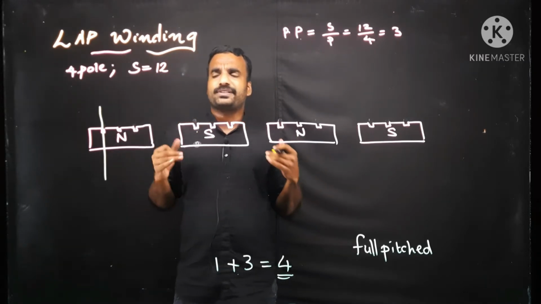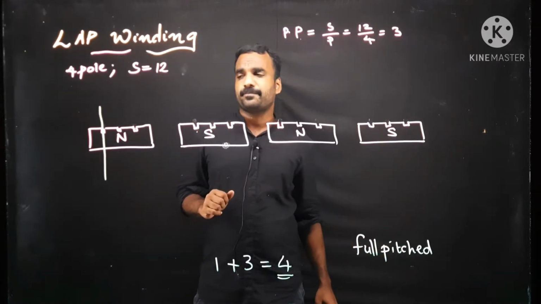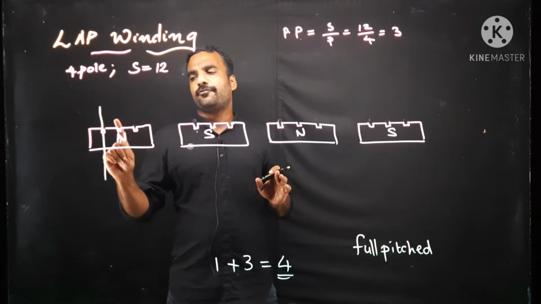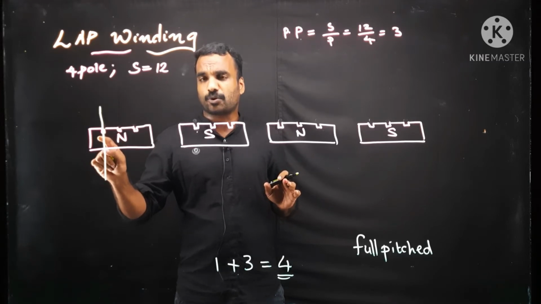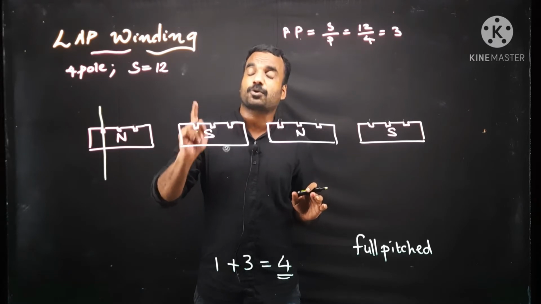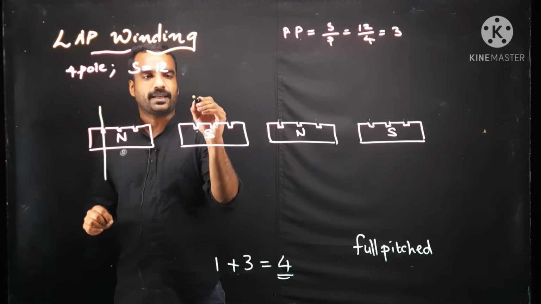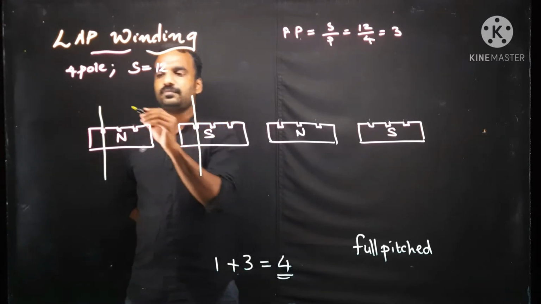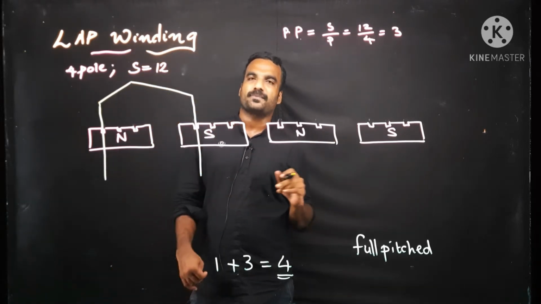In other words, in simple sense, if you are performing full pitch winding, and generally in all DC machines we are performing full pitch winding, if the first coil is placed in the first slot of north, its finishing end should be placed in the first slot of south, at similar points. So I have to place the finishing end in the first slot of south. This is the connection. So one coil is over.